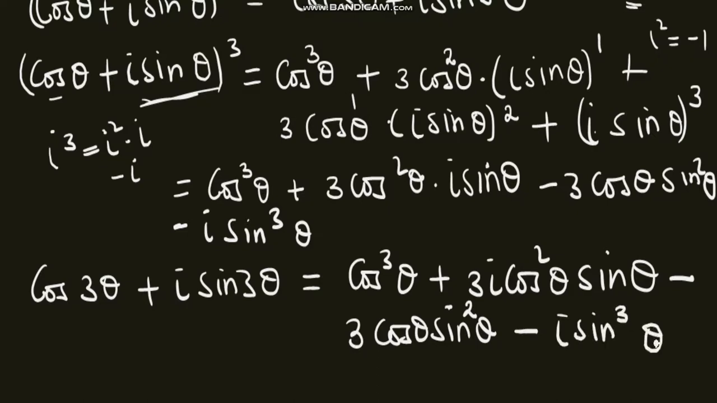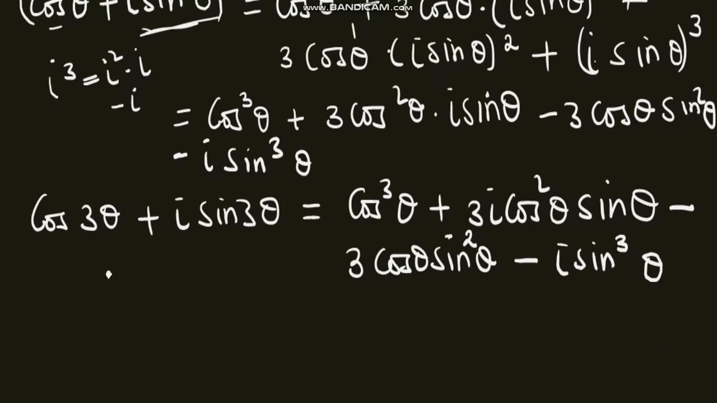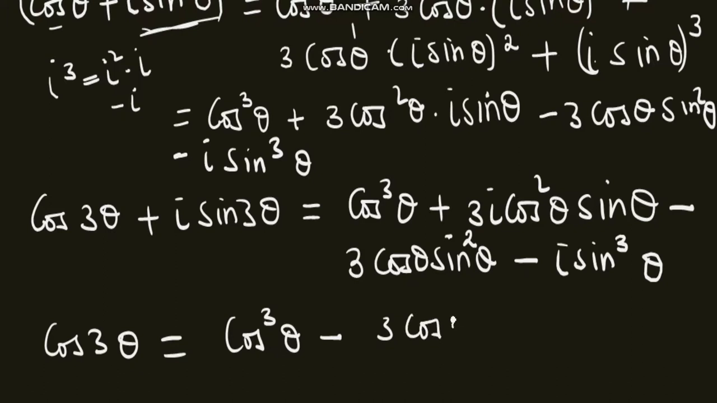Now we are going to equate real parts to real parts and imaginary parts to imaginary parts. Our first real part, cos 3 theta on the left, is equal to cos cubed theta. The other terms have i, which is complex, so we take minus 3 cos theta sine squared theta. You can see that is our equation star.